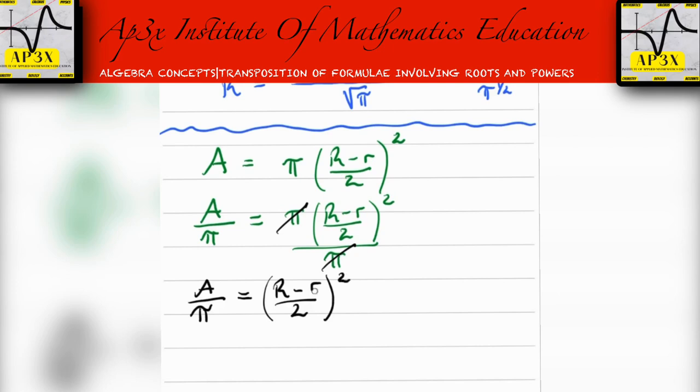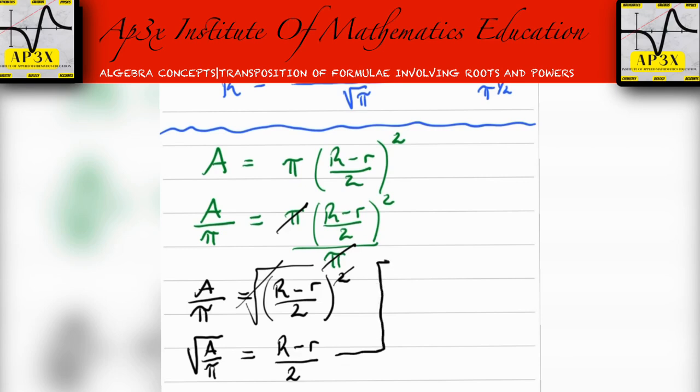I would therefore then go ahead now and eliminate the square. So I could therefore then go ahead and square root both sides. So I would square root, say here, A over pi. And then obviously, if I square root the right side, basically then, if I go ahead and do this, cancel, cancel, I'm going to be left with big R minus small r over 2. So then we'll go up here and then we're going to cross multiply.